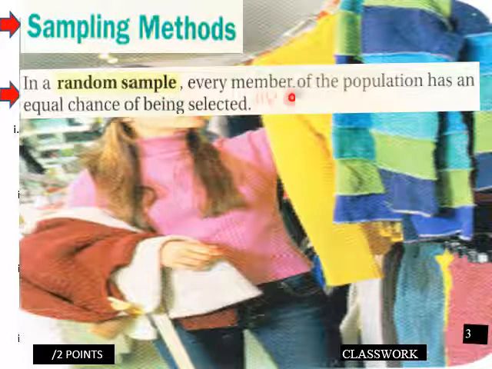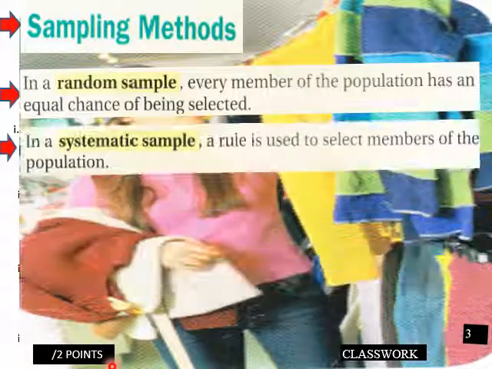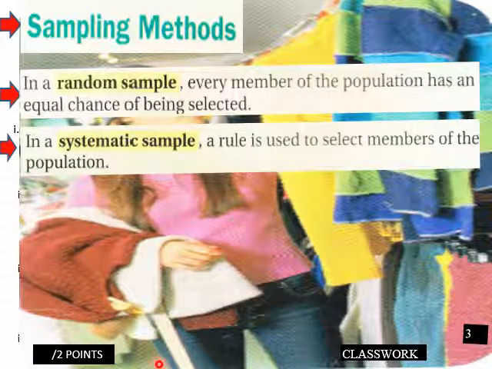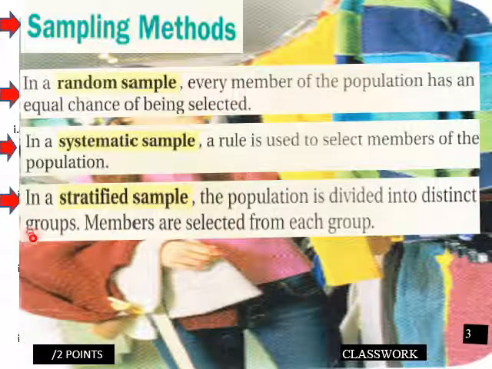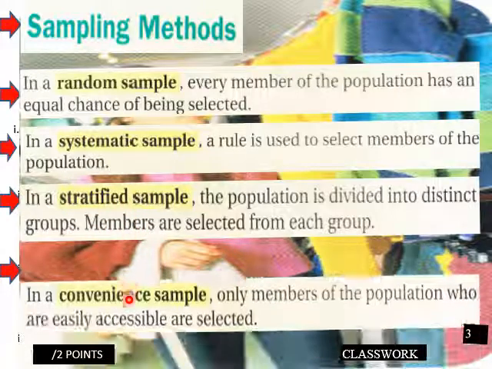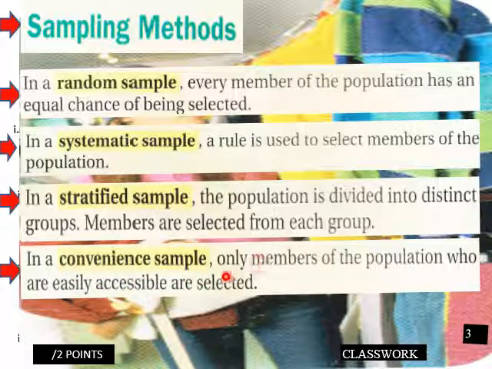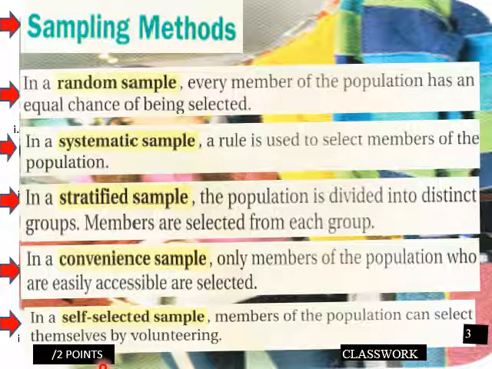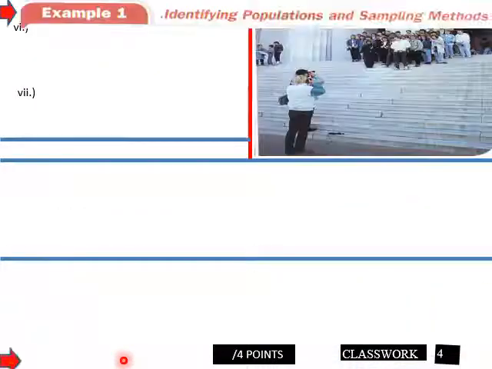In a random sample, every member of the population has an equal chance, so just by being on the street or something and asking. Systematic would be you use some kind of criteria to select members of your population. This is page 3 on your classwork sheet, students. And then a stratified sample is where the population is divided into distinct groups. Members are selected from each, kind of like specialized groups. And then a convenience sample, only your friends. You could ask that. That'd be convenience. And then a self-selected sample, where members of the population can select themselves by volunteering. 5 different methods there of sampling.